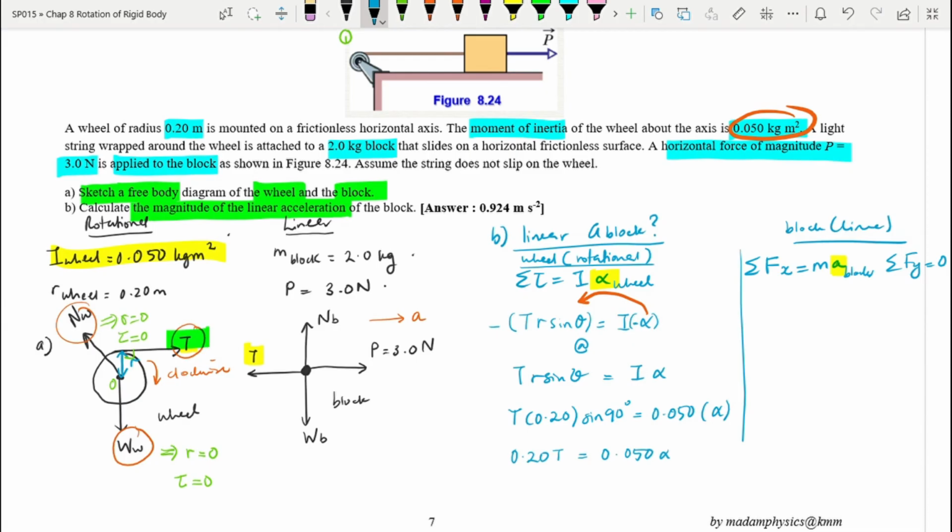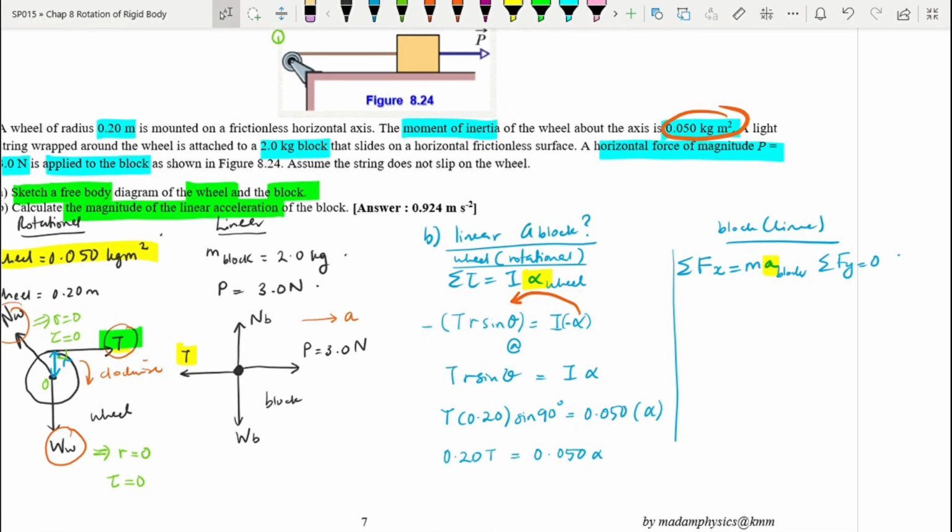So untuk linear acceleration A untuk block, kita buat equation macam biasa according to the free body diagram of block. Of course, force yang along X, P dan T yang akan contribute kepada acceleration ke kanan. So equation kita akan jadi P minus with T equals to mass of the block times with acceleration of the block. Okay, so P is the 3 Newton, force of 3 Newton. Tension belum tahu. Mass of the block is given by 2.0 kg. And acceleration A ni yang kita nak cari sebenarnya.